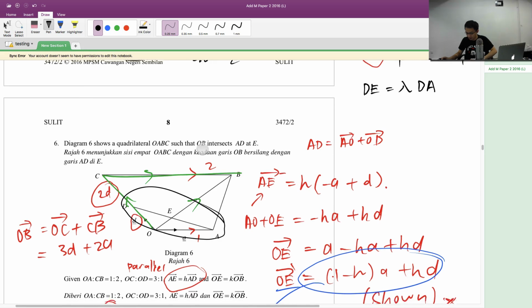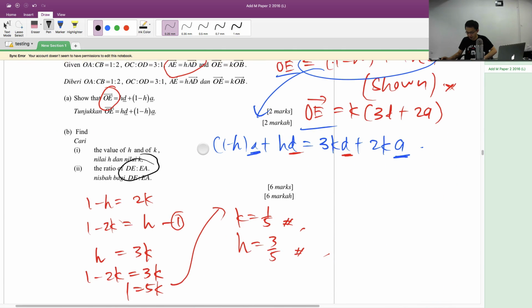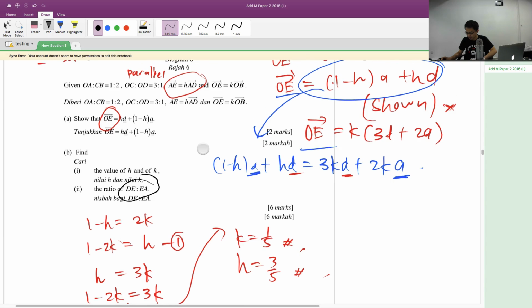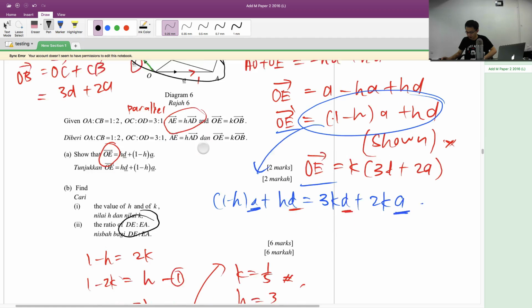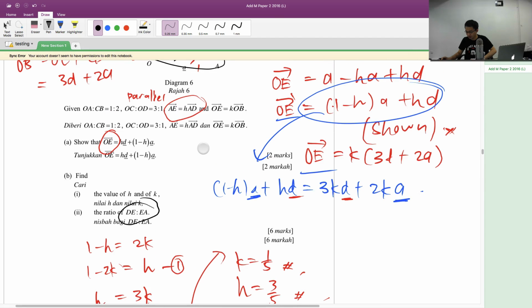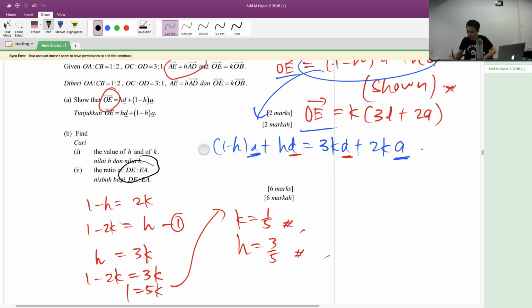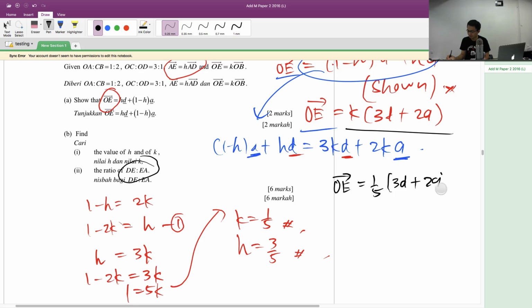So in this case, do we have OE? Yeah, we have OE, right? I believe we found OE just now. We need to substitute H and K into OE first. Okay, let me do the OE, because we will need OE. This question is a bit messy. So OE over here, we have the K. K is 1 over 5, so I will substitute 1 over 5 here. So 1 over 5, 3D plus 2A. So this is 3 over 5 D plus 2 over 5 A. Why do I want to do OE? Because I will use OE later.